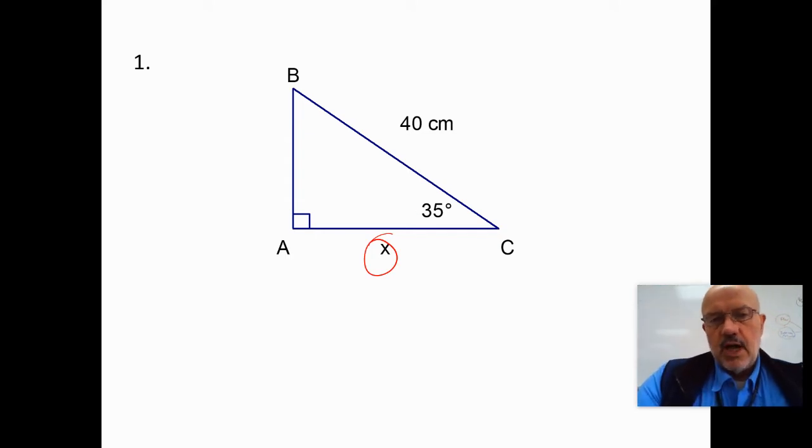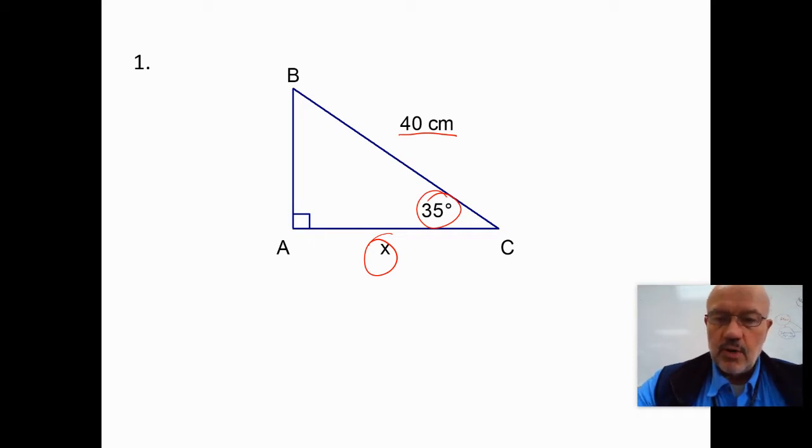So we have 3 things here, 2 of them known, 1 of them unknown. So what are our knowns? We have a 35-degree angle, and we have a hypotenuse that's 40 centimeters long. So let's examine that. It's the hypotenuse that is one of our knowns. Therefore, we have to use either sine or cosine.